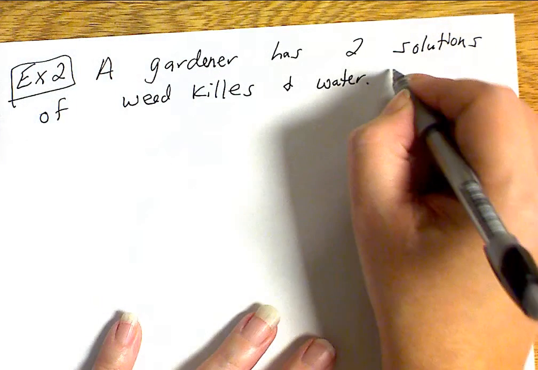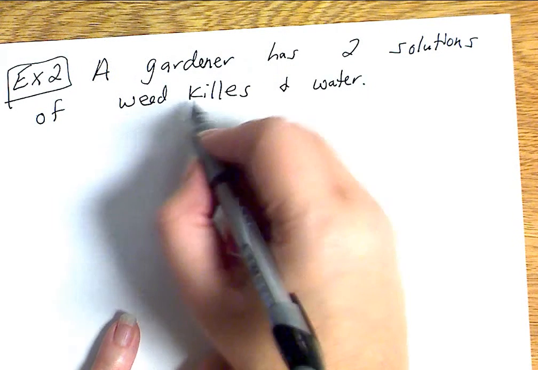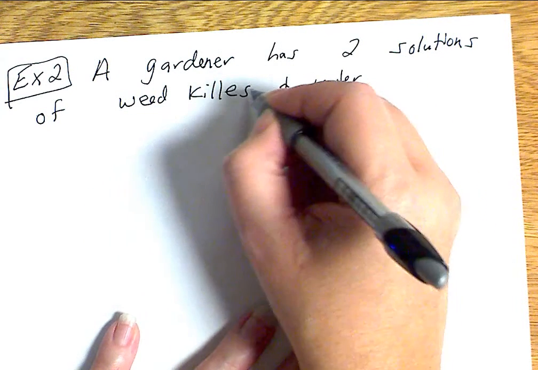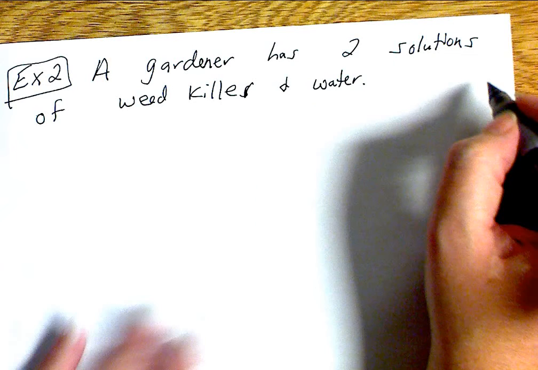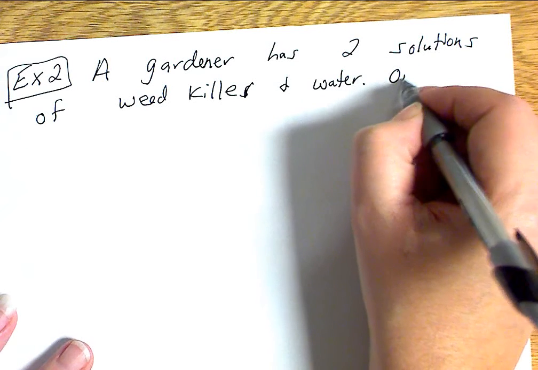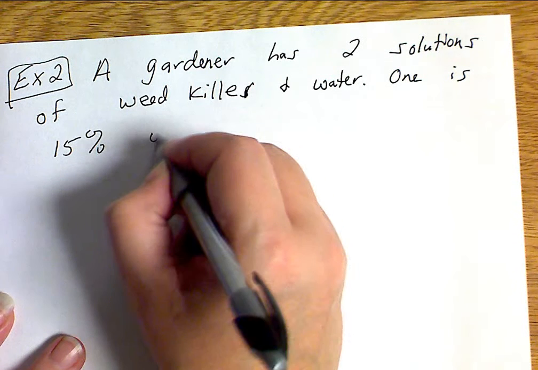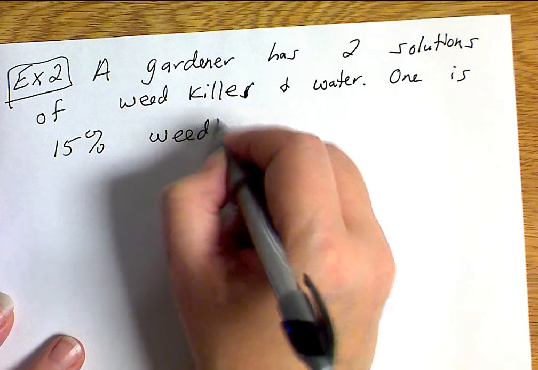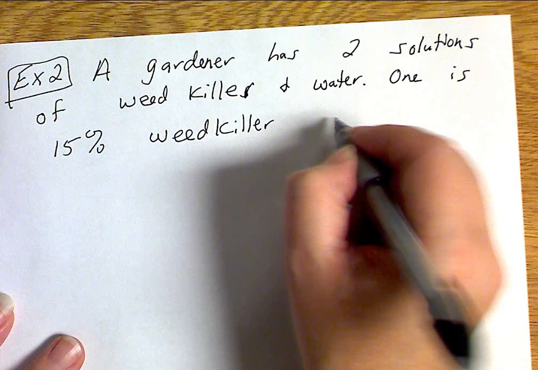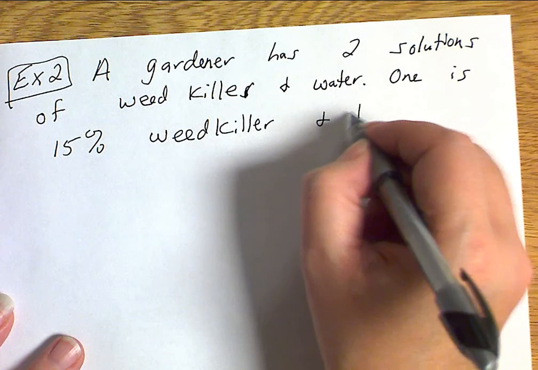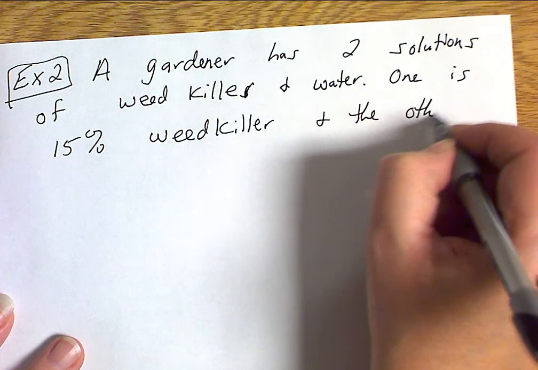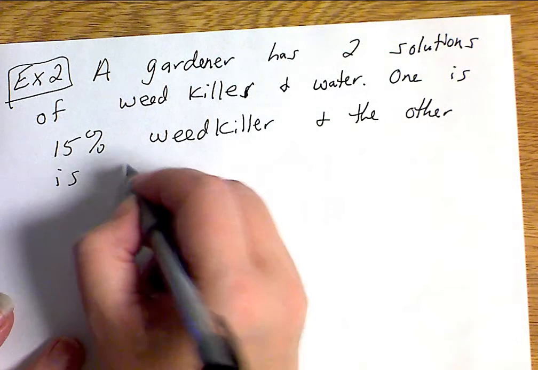Okay. All right. Oh, weed killer. Together. All right. One is 15% weed killer, and the other is 5%.